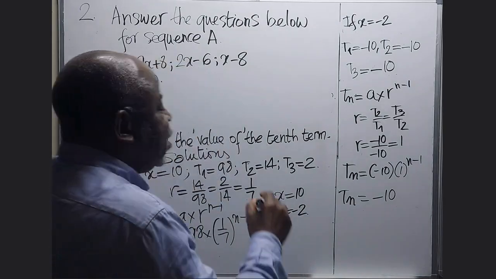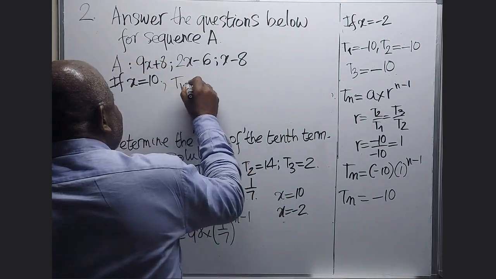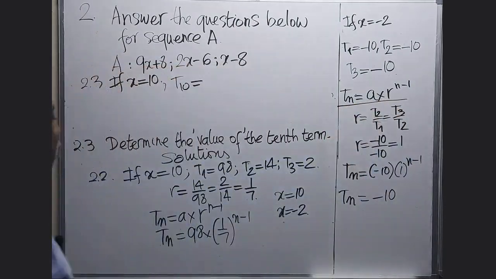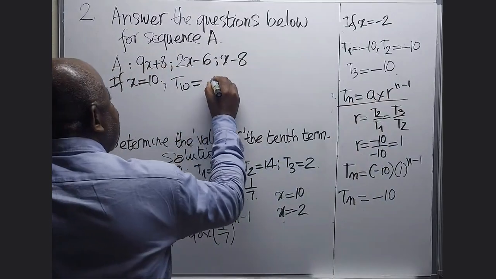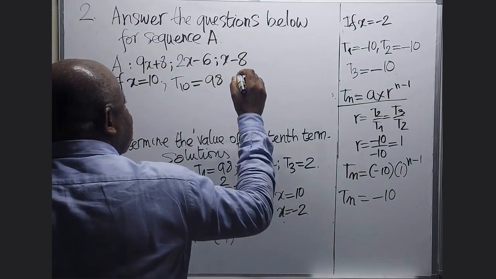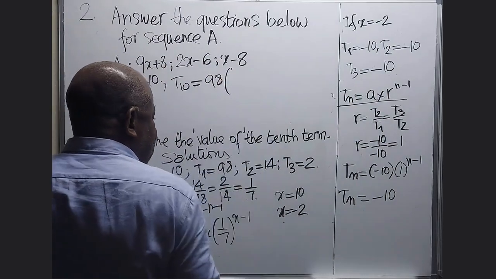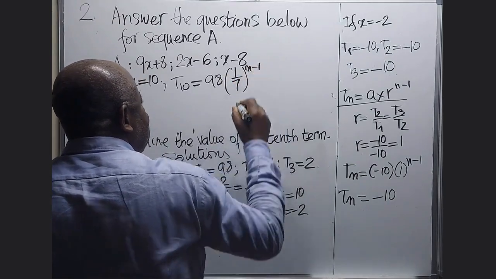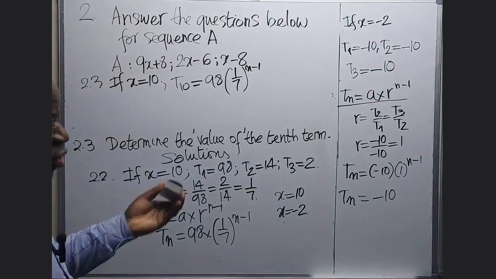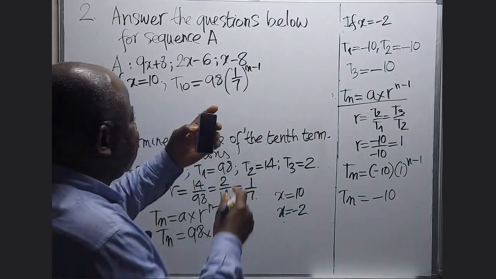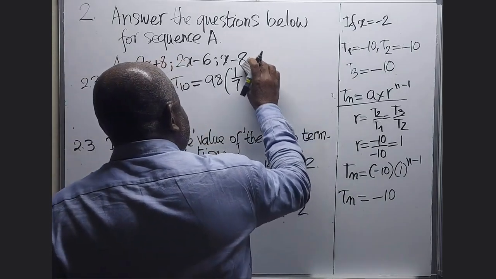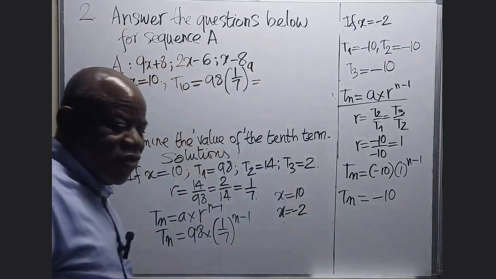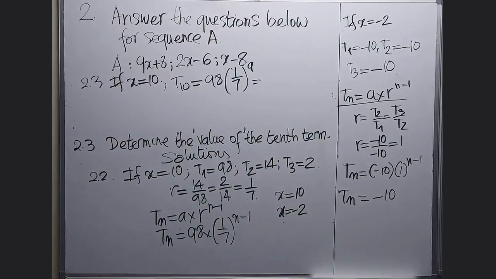we'll be having T10 for the first one. The formula is here. Our first term, remember, it was 98, and our common ratio was 1 over 7 to the power of n minus 1. Remember, our n is 10, so here it will be 10 minus 1. We're going to get 9. So here we're going to use the calculator to get the value of T10.